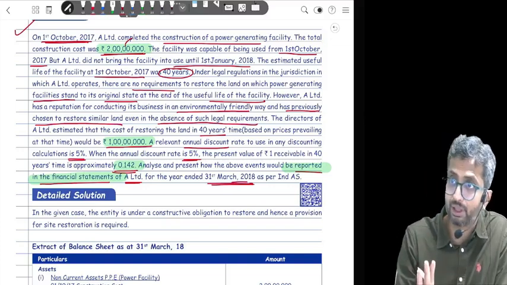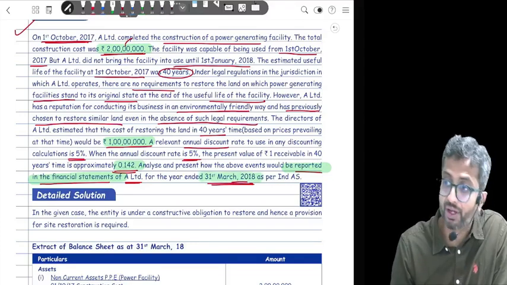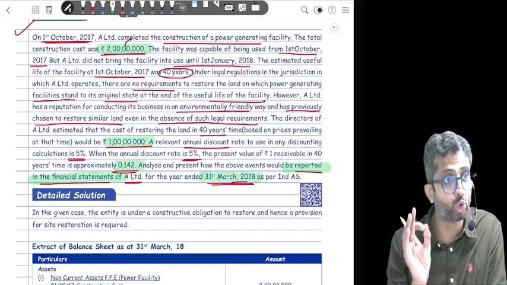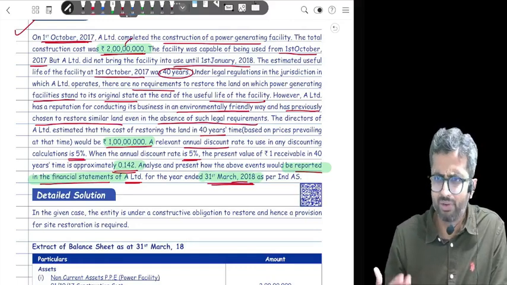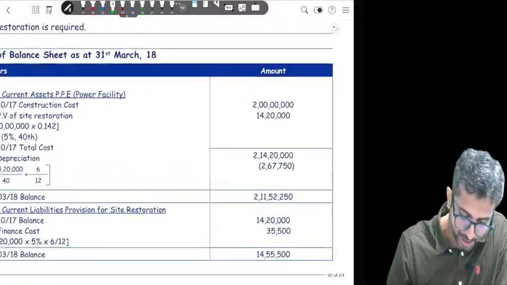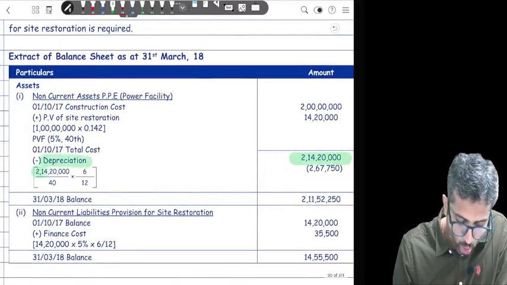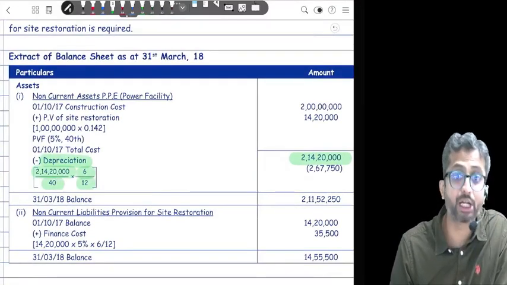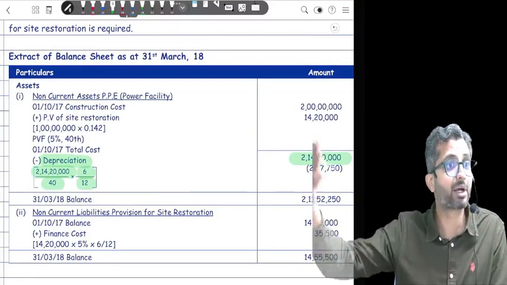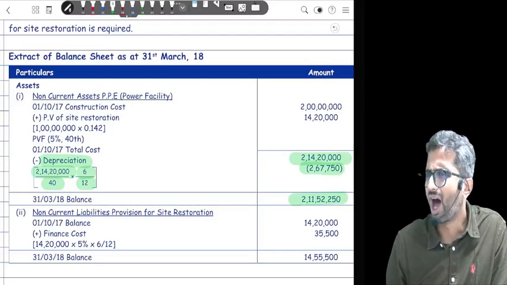That is for PPE. On which date is this cost? 1st October. The question is asking you to show when? 31st March. So will my balance sheet show PPE of 2 crore 14 lakh 20 on 31st March? Will there be depreciation? For how many months? 6 months. So your PPE will be 2 crore 14 lakh 20 and then there will be depreciation: 2 crore 14 lakh 20 divided by 40 into 6 by 12. Here you have to apply the understanding that depreciation starts the moment it is ready for use, irrespective of when it is put to use, and this will be shown as PPE. Are we clear with this?